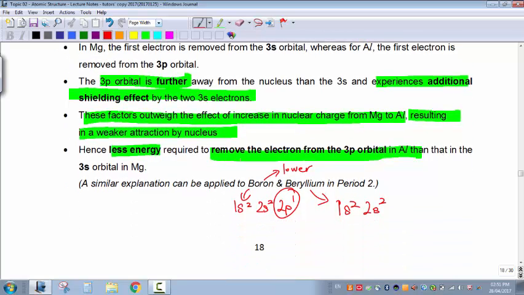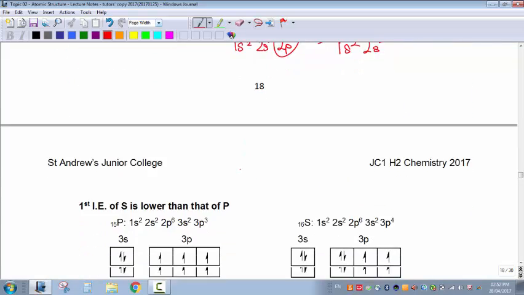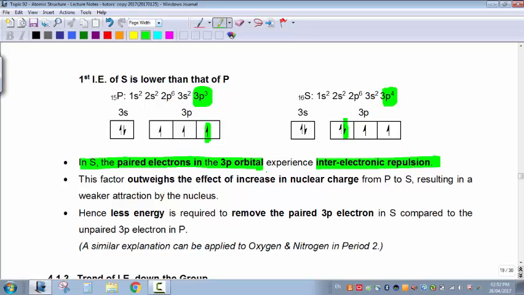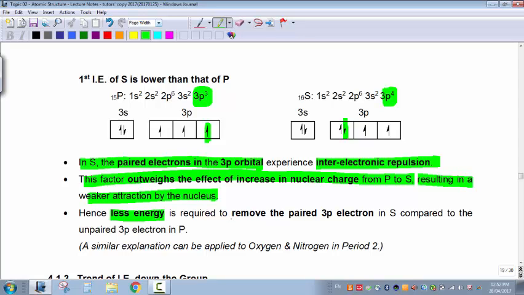Alright, next. For sulfur and phosphorus, there is a different explanation. The electron to be removed from phosphorus comes from here, the 3p3, whereas from sulfur comes from here, 3p4. Both are in the same orbital, but why is sulfur lower? Because in sulfur, the paired electron in the 3p orbital experiences inter-electronic repulsion. This factor outweighs the increase in nuclear charge from P to S, resulting in weaker attraction by the nucleus. So you need less energy to remove the paired 3p electron.